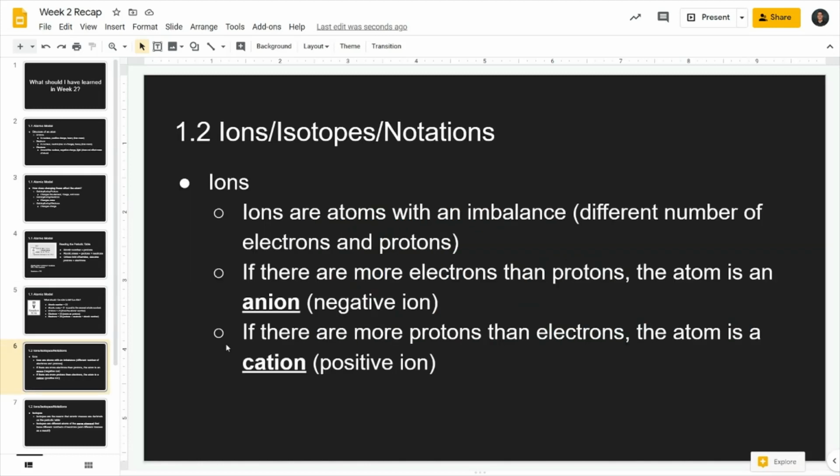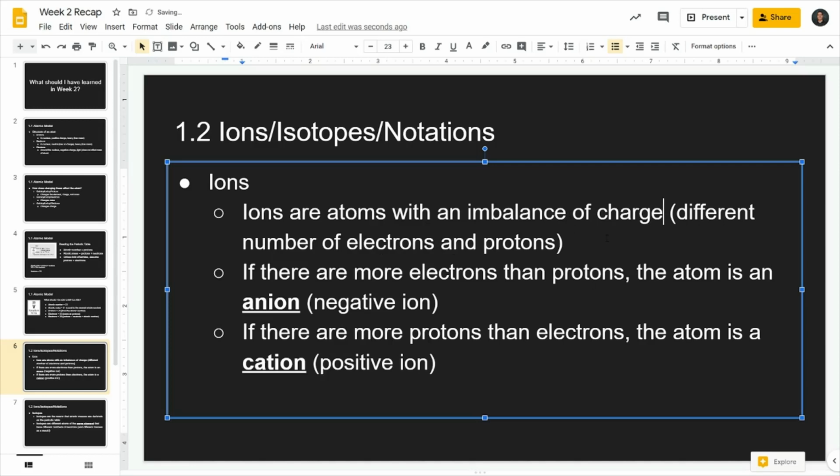1.2, ions, isotopes, and notations. So what is an ion? An ion is an atom with an imbalance of charge. And that means it has different numbers of electrons and protons. If there are more electrons than protons, the atom is an anion, and all that means is it's a negative ion. So overall, its charge is negative because it has more negative than positive. If there are more protons than electrons, so if there's more positive charge than negative charge, then that atom is called a cation, and it is overall a positive ion.